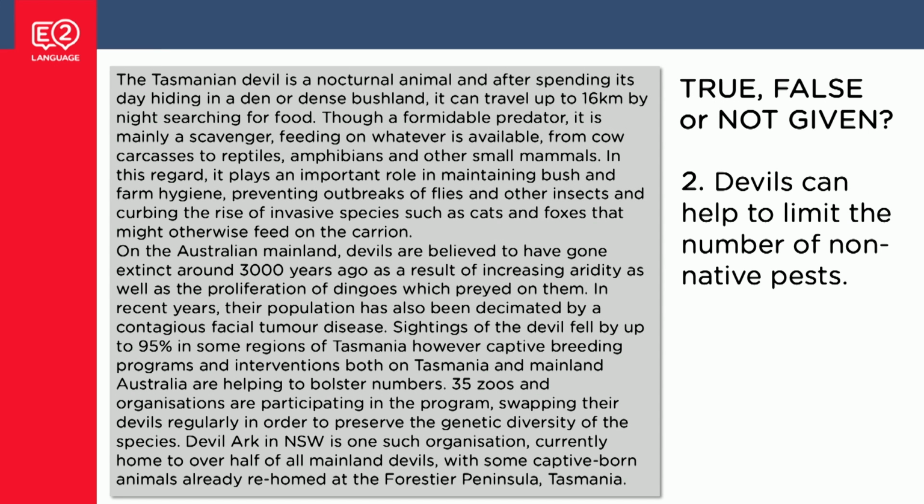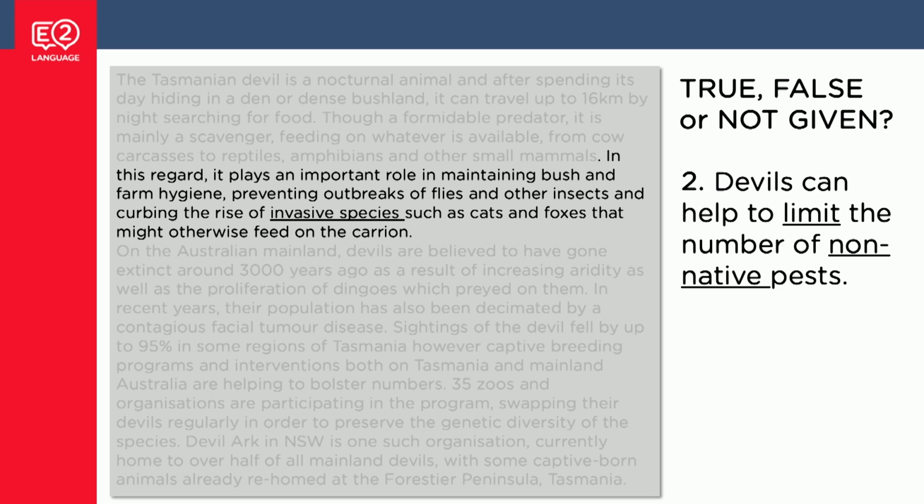Question 2. Devils can help to limit the number of non-native pests. Here are the keywords. Here's the correct section of the text. And when I read around it, in this regard, it plays an important role in maintaining bush and farm hygiene, preventing outbreaks of flies and other insects, and curbing the rise of invasive species such as cats and foxes that might otherwise feed on the carrion. So devils can help to limit the number of non-native species. They are curbing the rise. This is the same meaning, it is true.